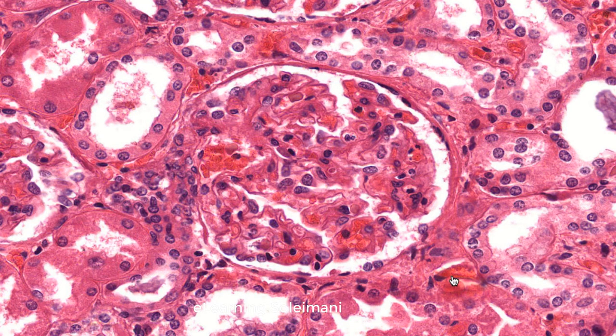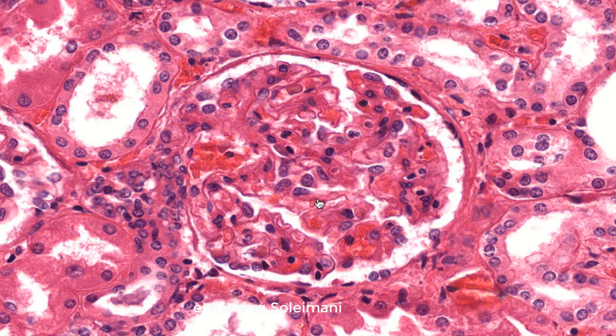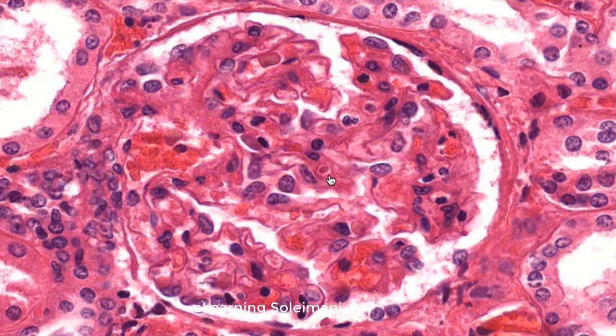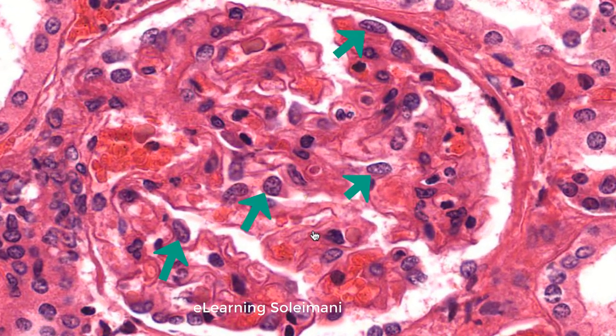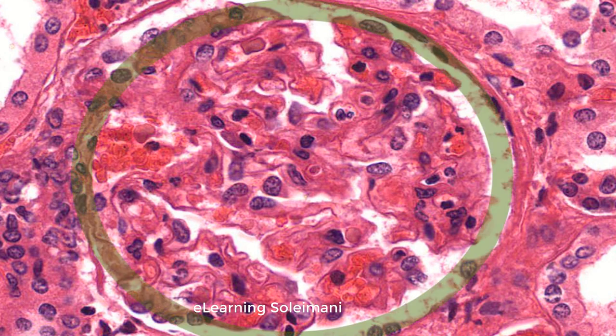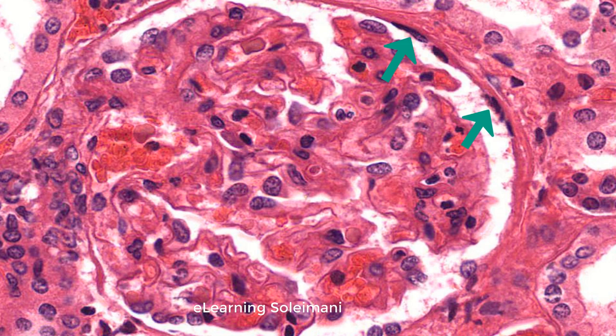It is composed of special epithelial cells called podocytes. They are large cells with bright nuclei and form the visceral layer of the Bowman's capsule, which are faced to the urinary space. The parietal layer of Bowman's capsule is a single layer of simple squamous epithelium.